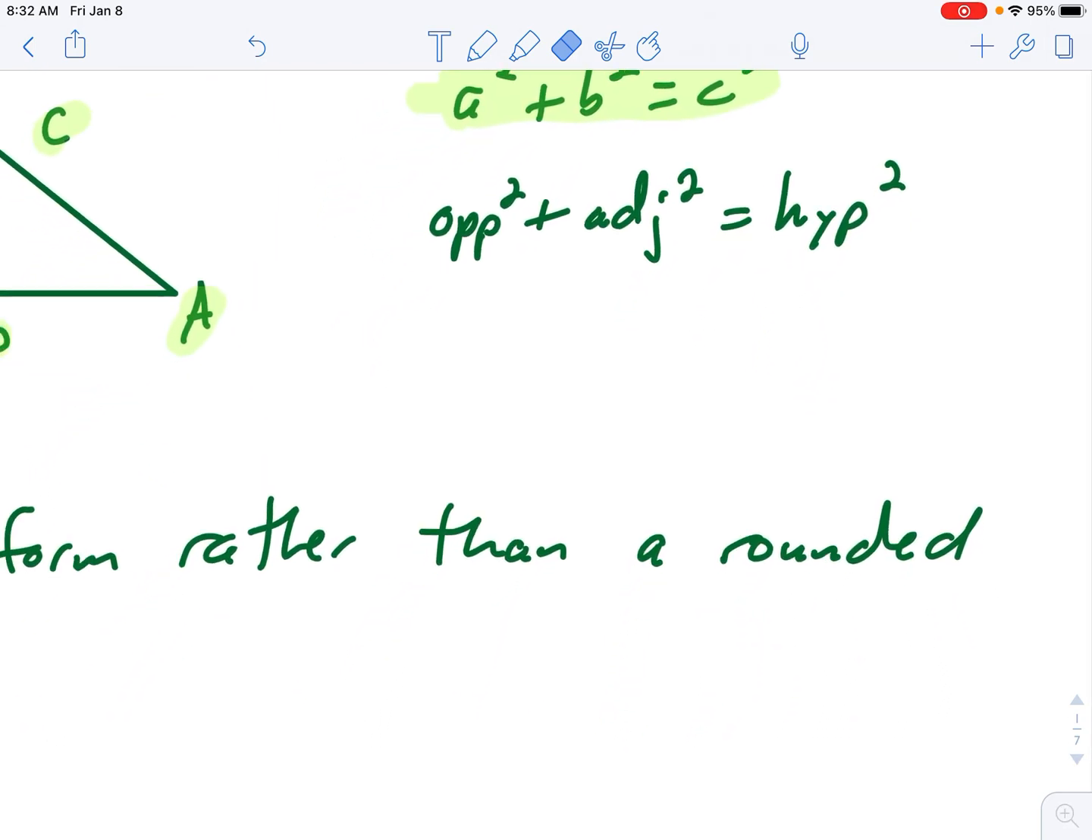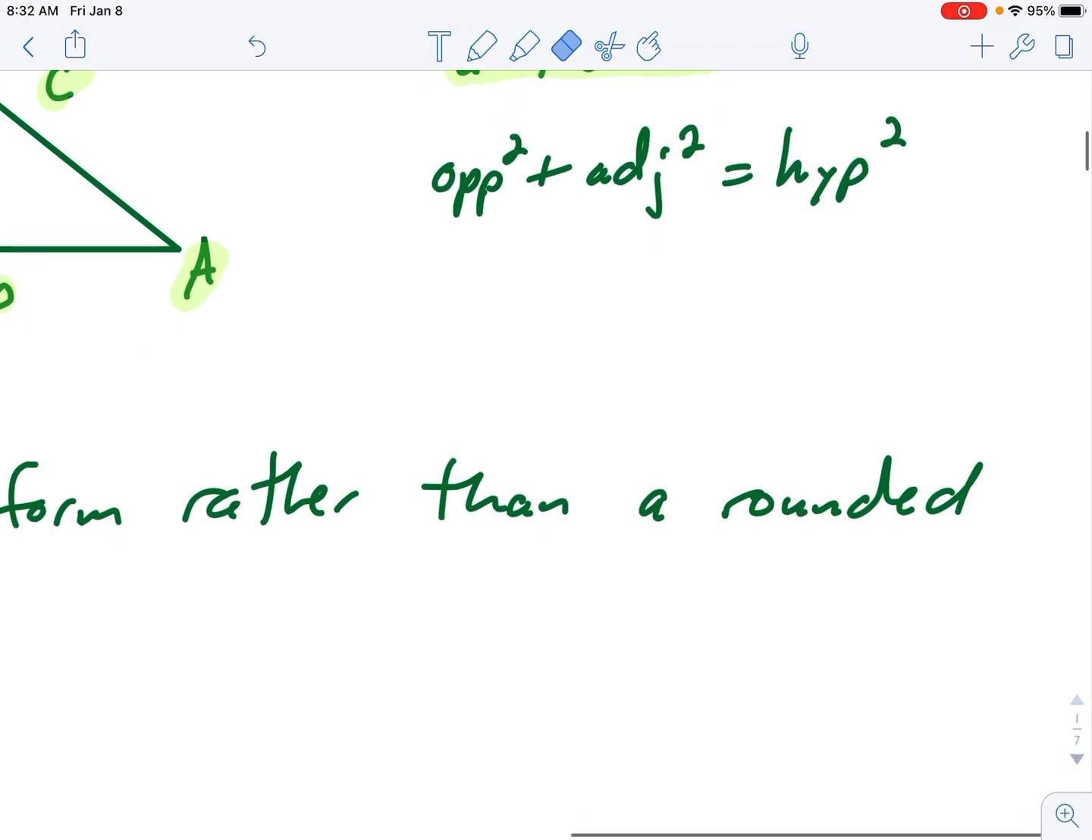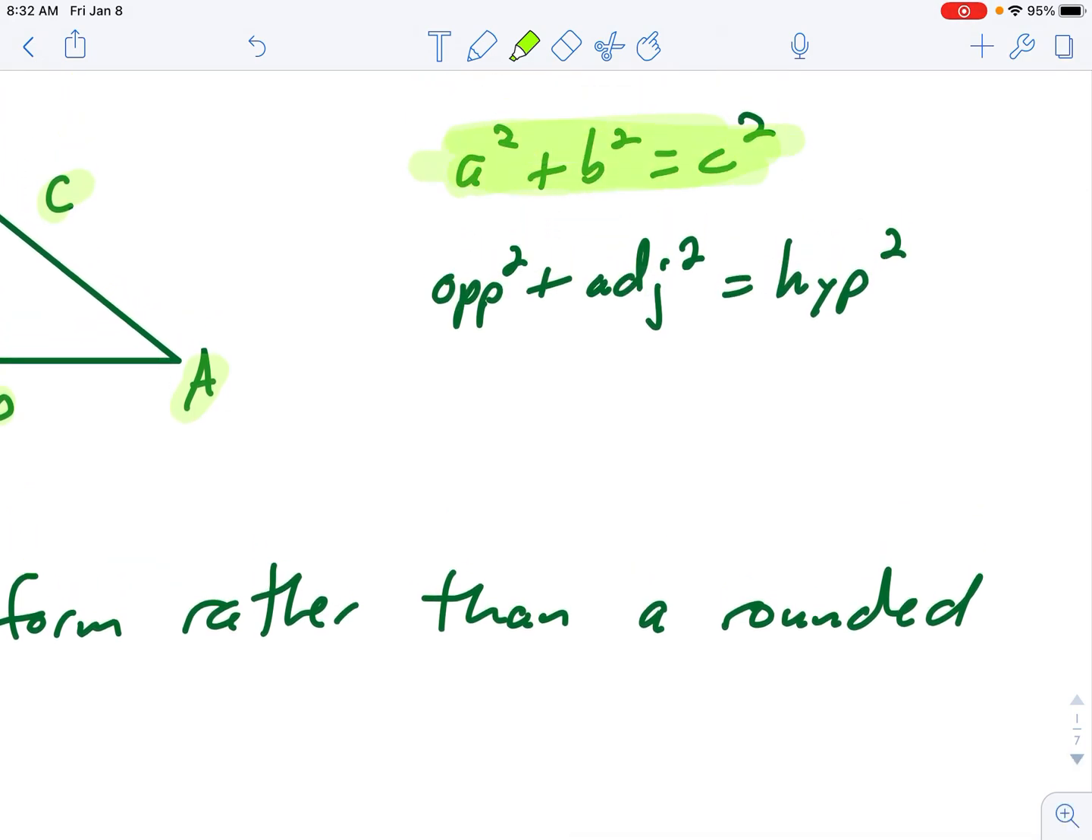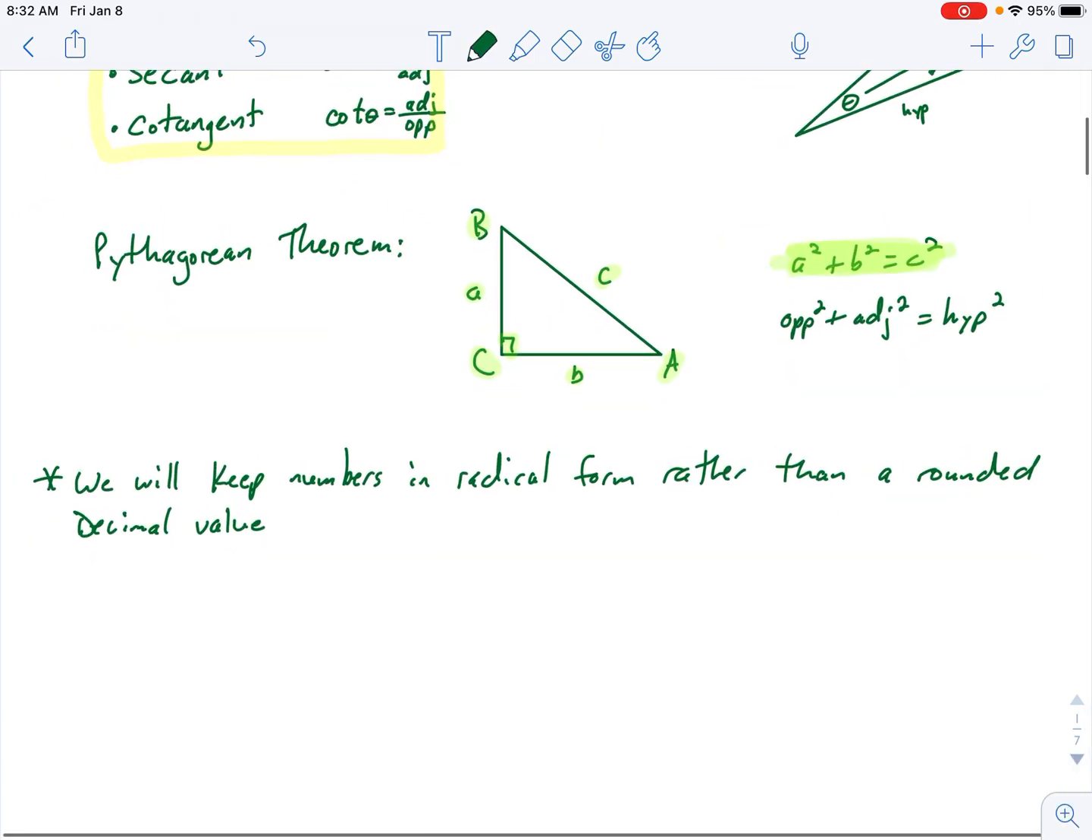Now, if you want to, you can adapt it to opposite squared plus adjacent squared equals hypotenuse squared. It's a mouthful to say, it's a lot of extra writing, so probably you won't want to do that. I'm just saying you could, but usually people are happiest writing a squared plus b squared equals c squared. So we will be doing that.